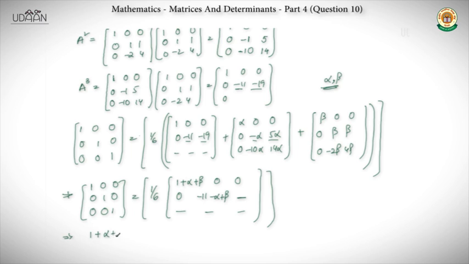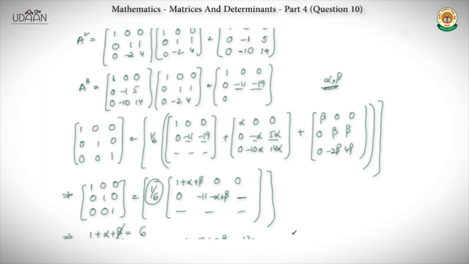Then 1 plus alpha plus beta gives 6, because there is a 1 by 6 here, and again minus 11 minus alpha plus beta gives us 6 again. So we just add these two equations, the alpha terms cancel, and we get minus 10 plus 2 beta equal to 12. Okay, so beta equal to 22 by 2, that's 11.